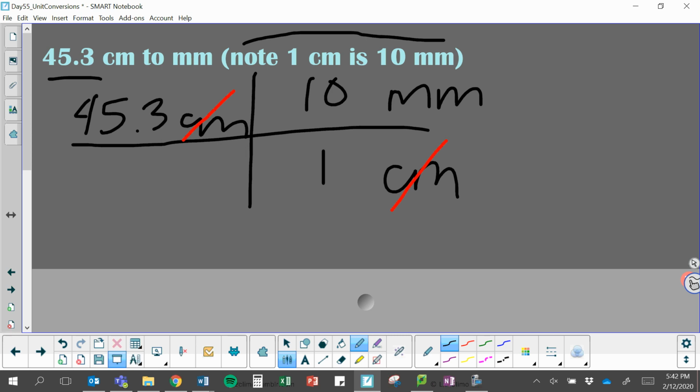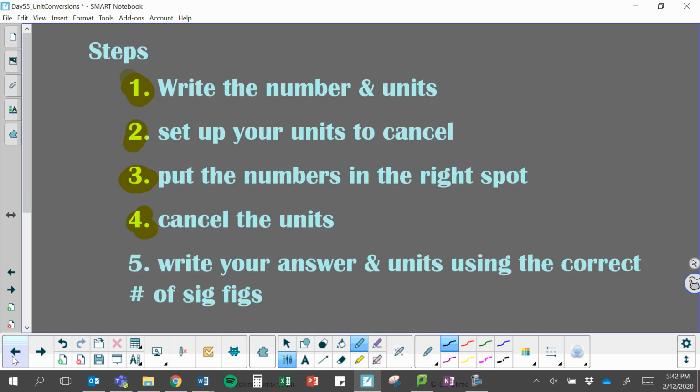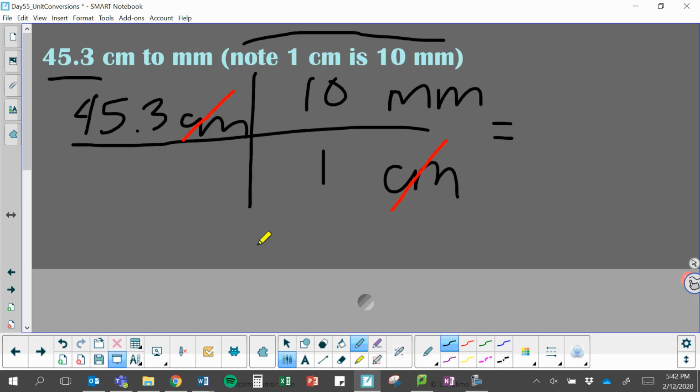So then we can now go to our step number 5, where we write our answer using the correct number of sig figs. You can use your calculator if you would like for these. Some of these are pretty simple that you could probably do in your head, but because the numbers here are on the same side, they're both on the top, we're going to multiply. So we'll do 45.3 times 10, and that's going to get us 453. And we can't forget to include our unit, which is now millimeters because our centimeters have canceled.